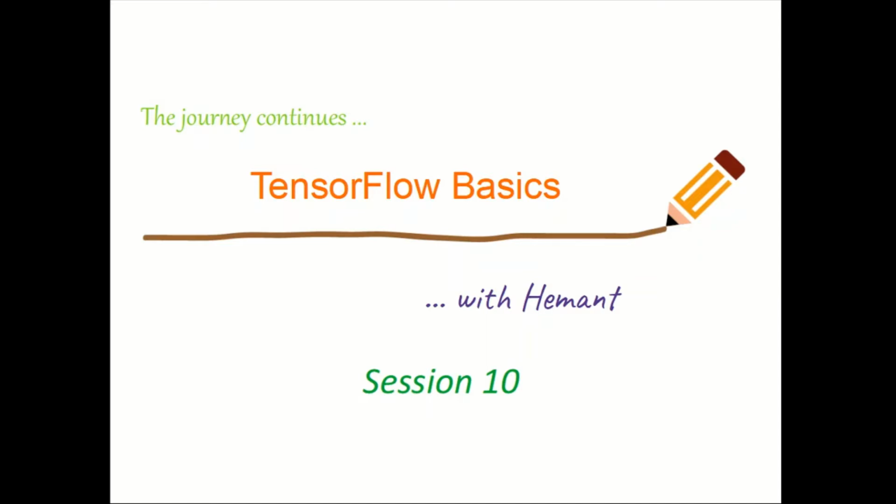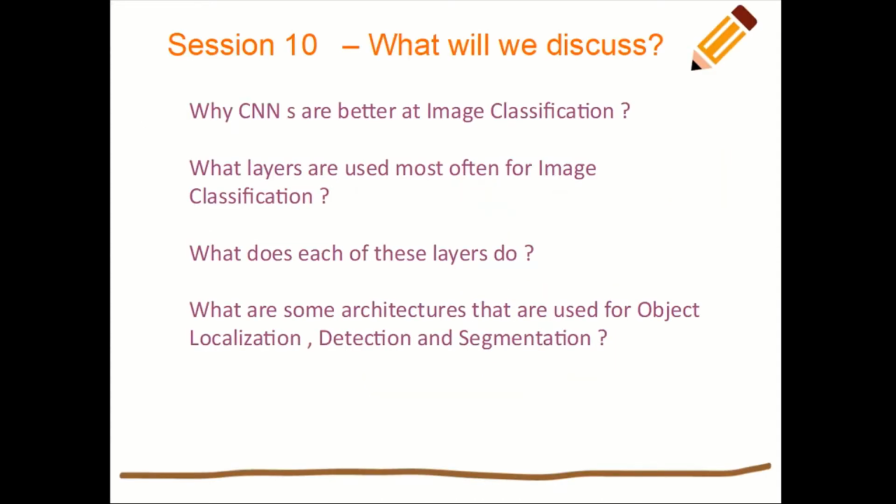In the last video we discussed RNN and LSTM layers. Using these layers we could create neural networks that can solve various types of sequence problems. In this video, the 10th video of the series, we will explore a few questions about layers that are used to build neural networks to solve image related problems. So that is image classification, object localization, object detection, object segmentation, and more.